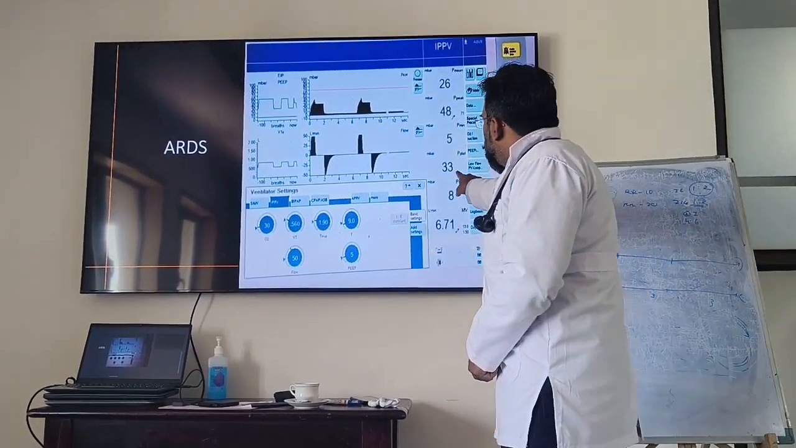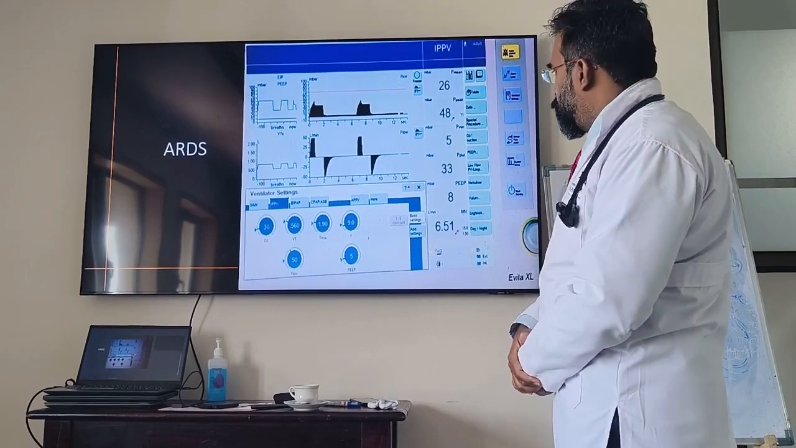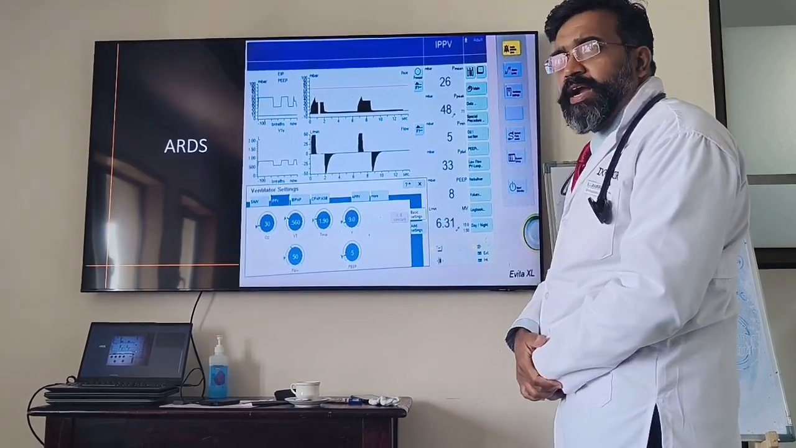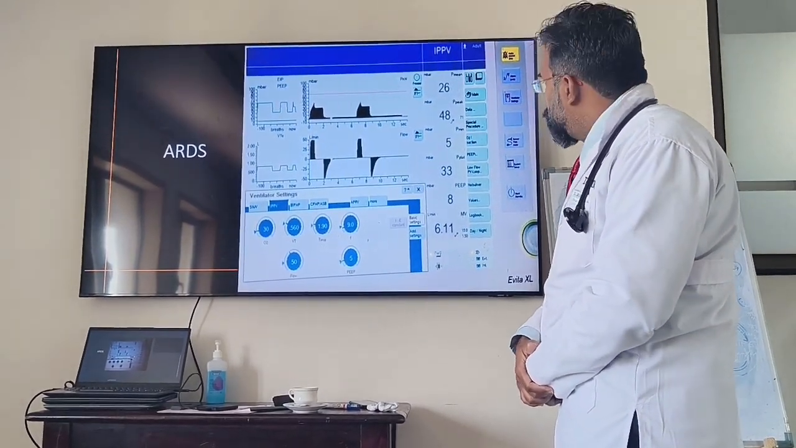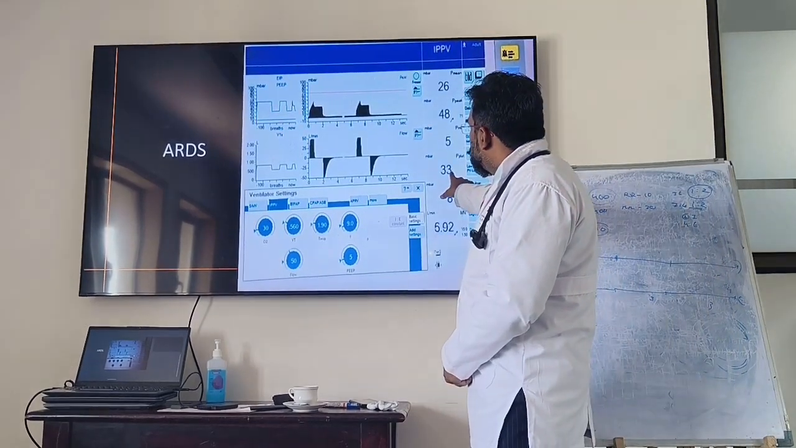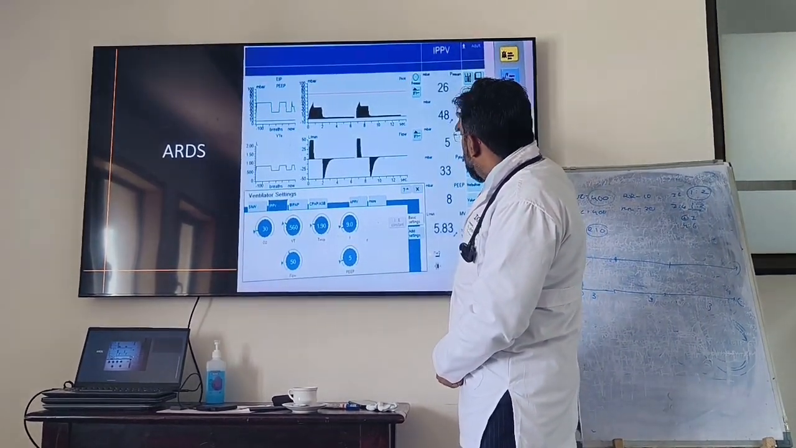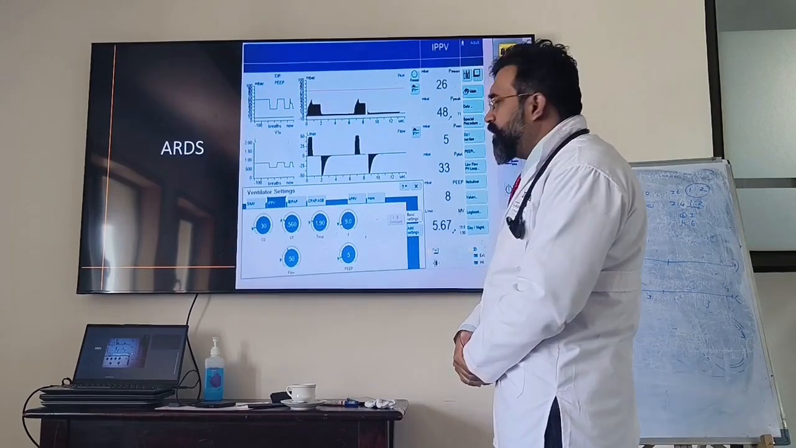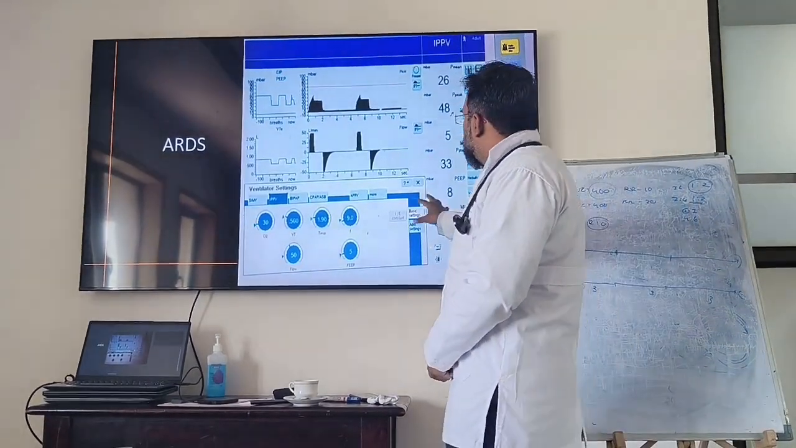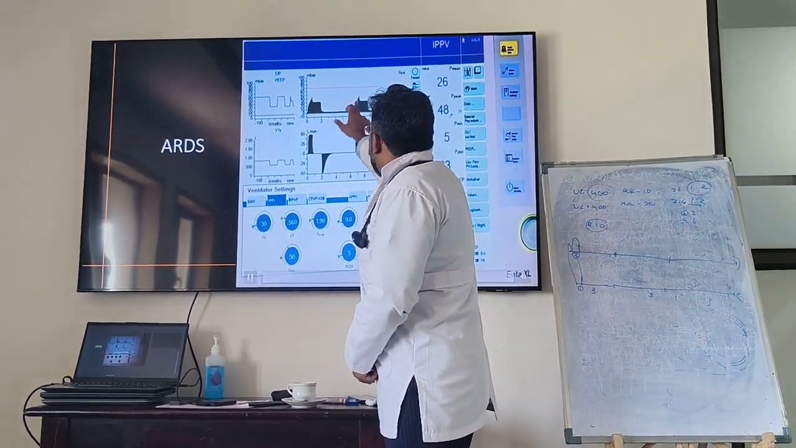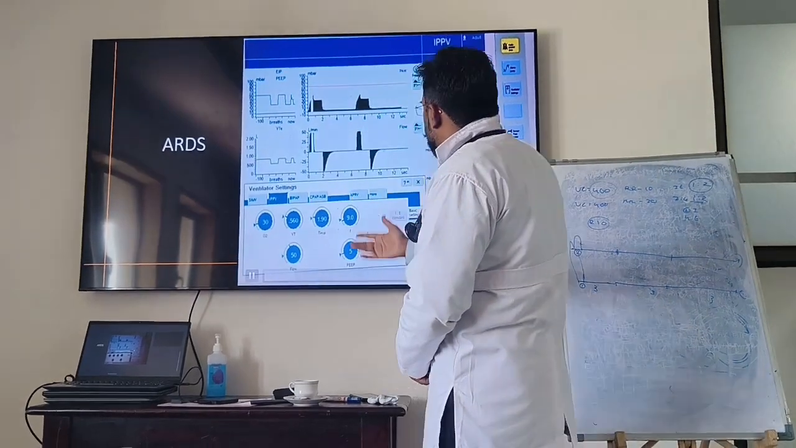But the plateau pressure has still remained 33. So not adequate. Whatever reduction of tidal volume I have done, this is still injurious because I find the plateau pressure to be 33. Though the peak pressures have come down, the plateau pressure has still remained at 33. The PEEP is 8. The more black you see on the pressure waveform, the more the mean airway pressure.